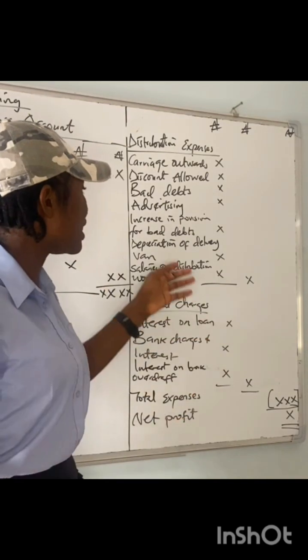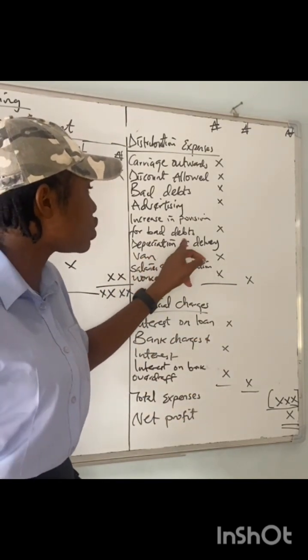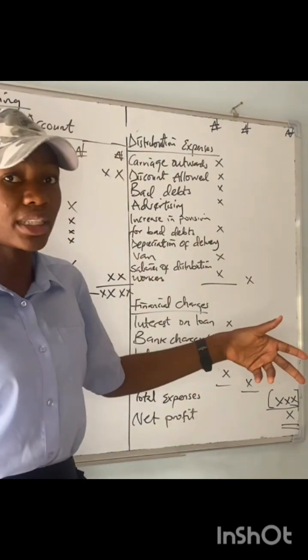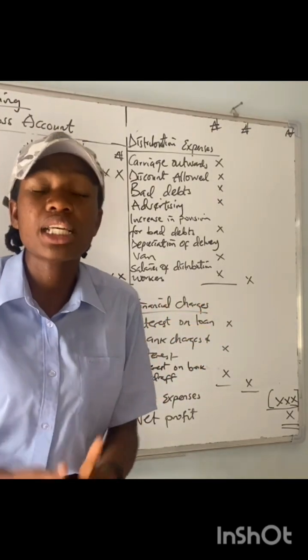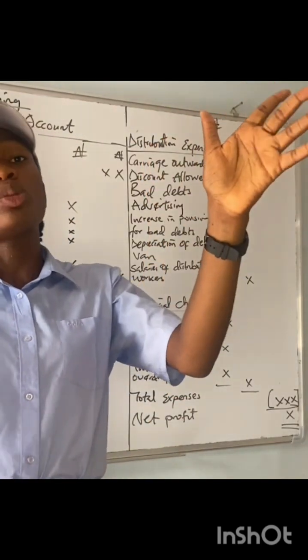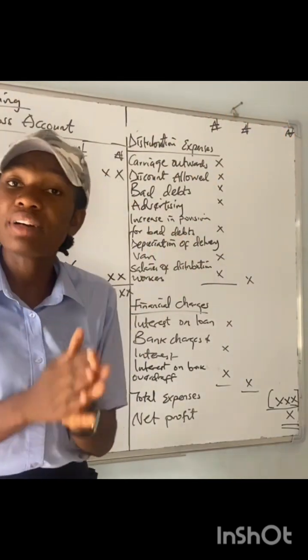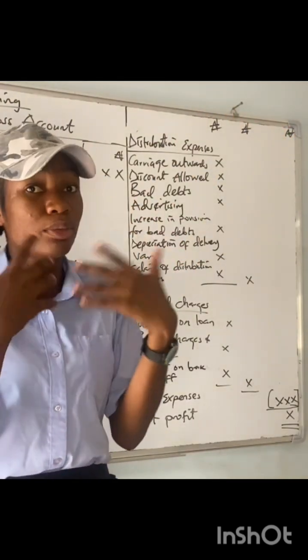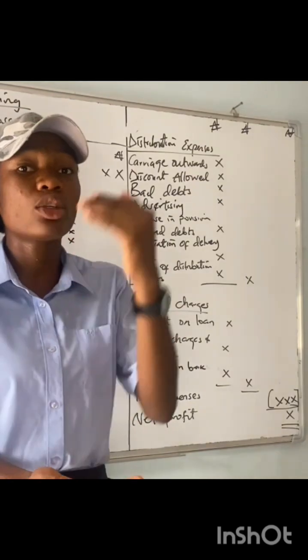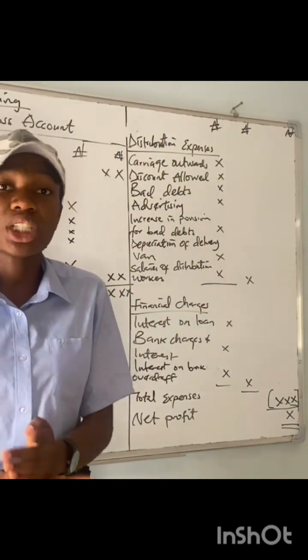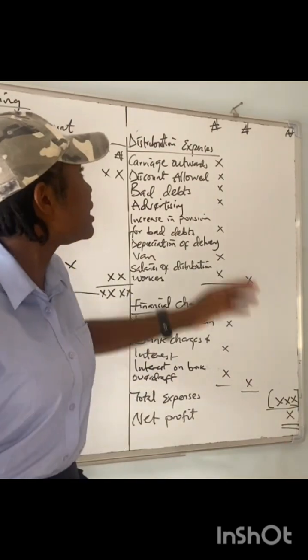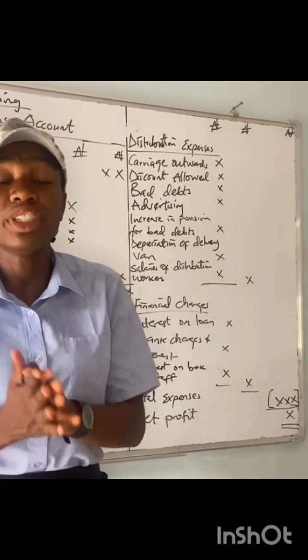Now we're going to be looking at the depreciation of delivery van, the van used in conveying goods from the business to where the customers are situated. The van or maybe other equipment used in carrying goods to the final consumer or the customers, when they are depreciating, it's an expense in the distribution arm of the business.